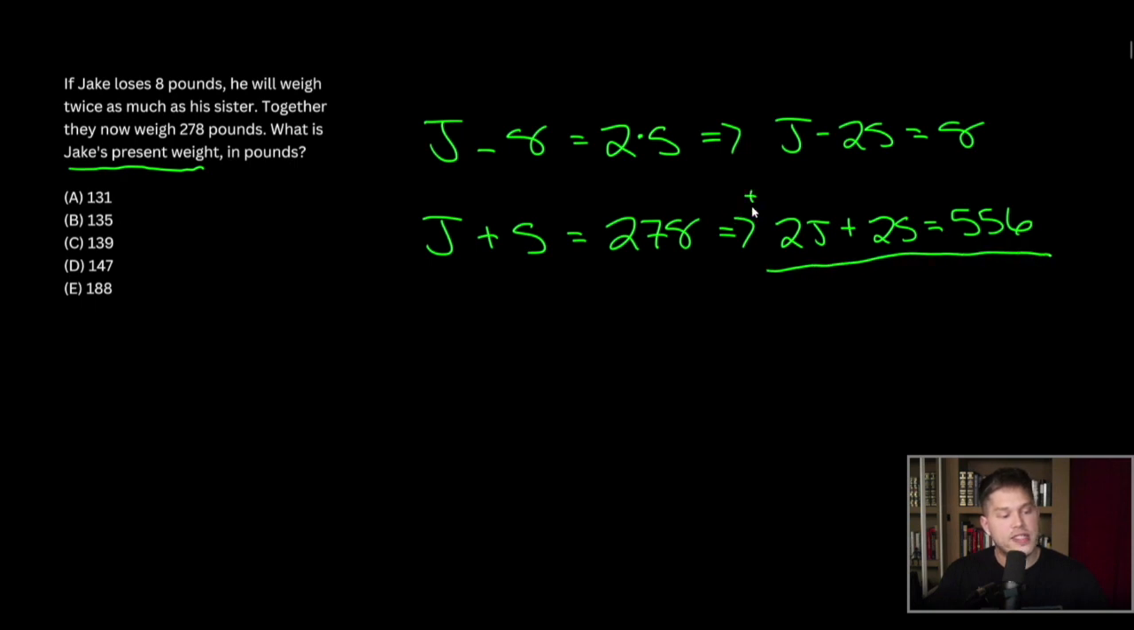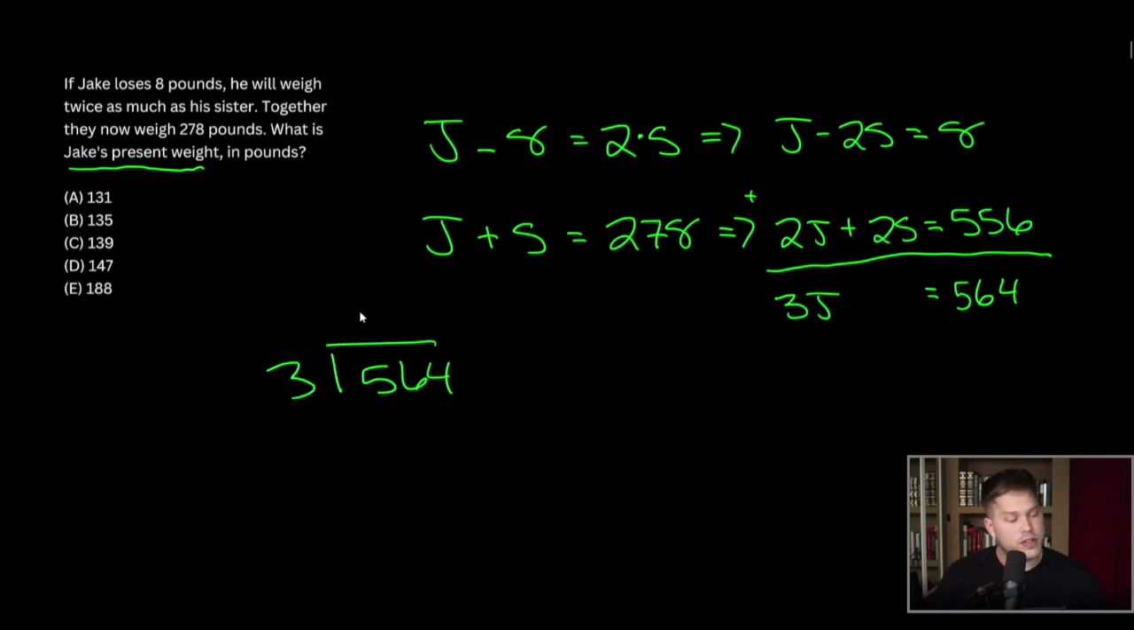And the reason I did this is because I want to cancel out my s's and just leave me with j so I can solve for Jake's weight. Whenever I combine these two equations, I'm just adding them together. J plus 2j is 3j. And then negative 2s plus 2s cancels out by design. And then 8 plus 556 is going to be 564 pounds. So lastly, I just need to take 564 and divide it by 3 in order to solve for j.